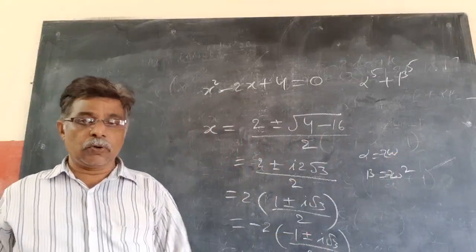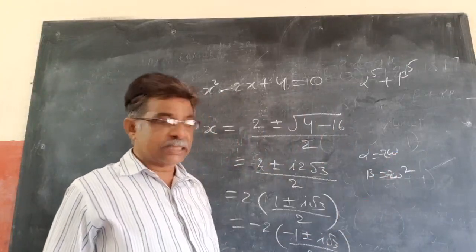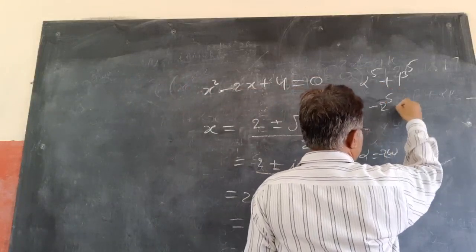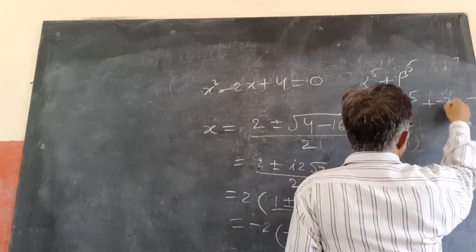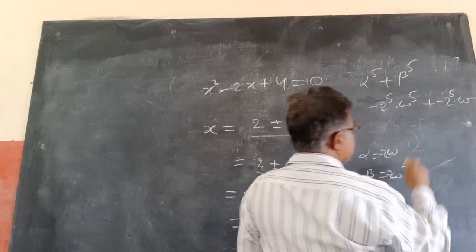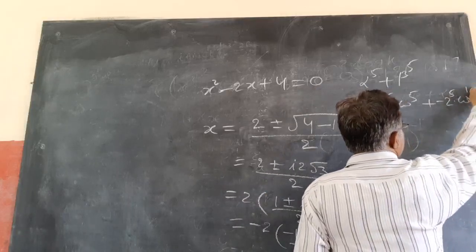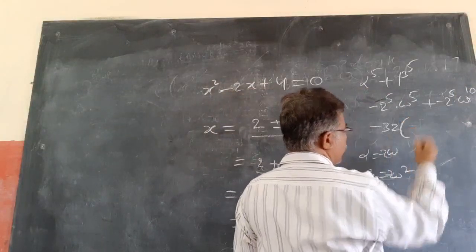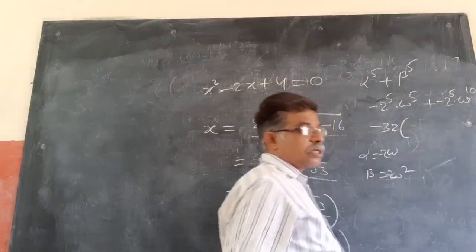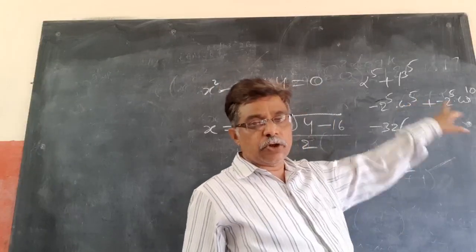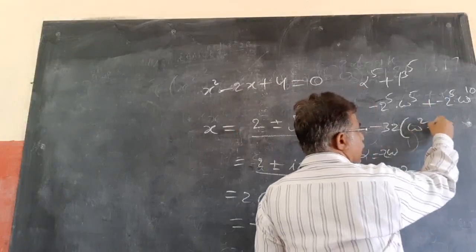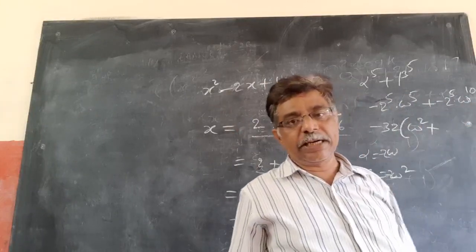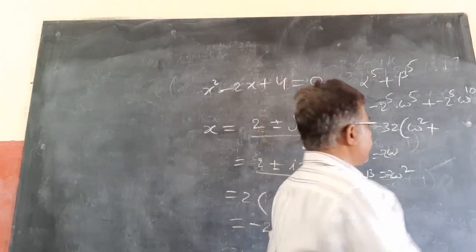So minus 2 omega, minus 2 omega square. If I substitute here, it becomes minus 2 power 5 into omega power 5 plus minus 2 power 5 into omega square whole power 5, which is omega power 10. Minus 2 power 5 is minus 32, which I take common. Omega power 5 I can write as omega cube into omega square, which becomes omega square. Omega power 10 I can write as omega power 9 into omega. Omega power 9 is 1, so what is left is omega.